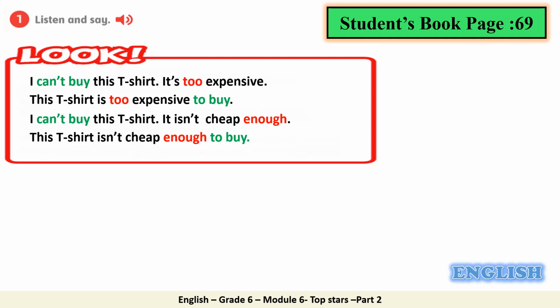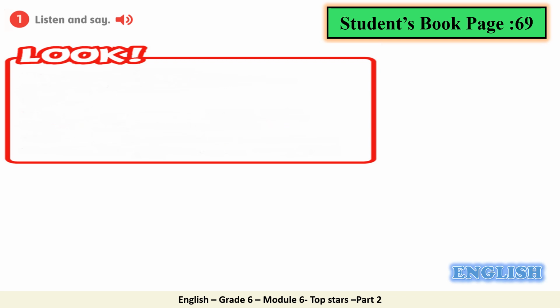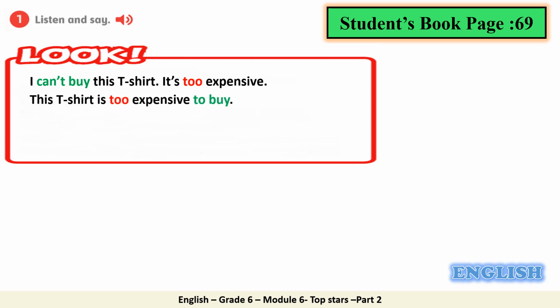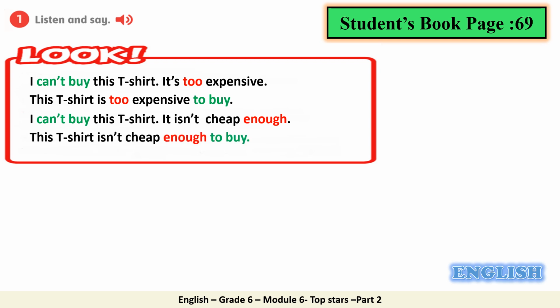So we use too and enough as quantifiers to express certain meanings. Yes, we use them most often with adjectives. Excellent. Let's now move to the workbook. Okay? Now, let's read it together again. I can't buy this t-shirt, it's too expensive. This t-shirt is too expensive to buy. The same meaning. I can't buy this t-shirt, it isn't cheap enough. It also has the same meaning as the previous ones, but we used a different adjective. This t-shirt isn't cheap enough to buy, as in the previous one, but we used the infinitive to buy.